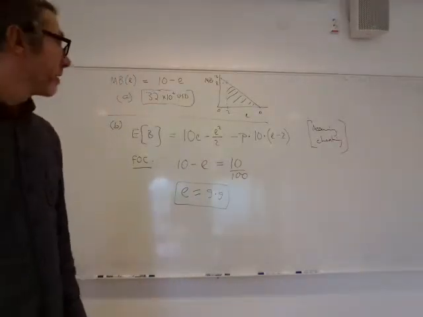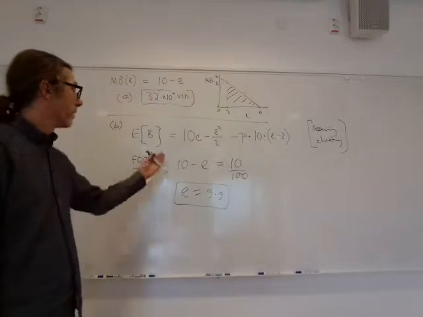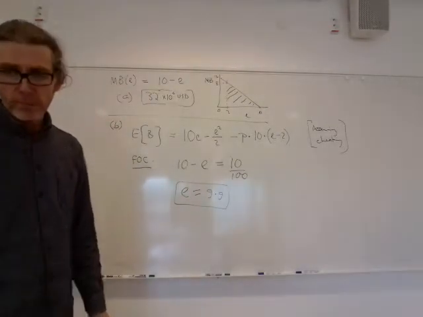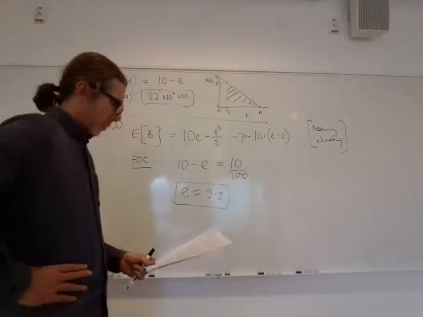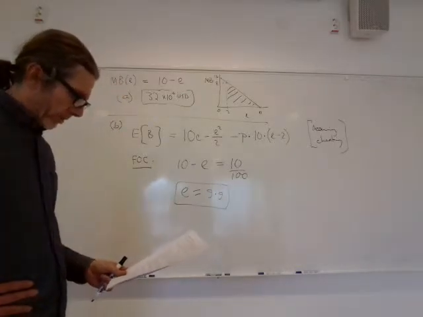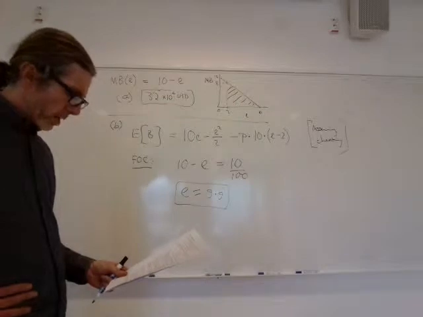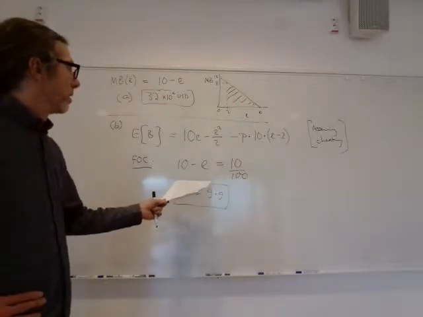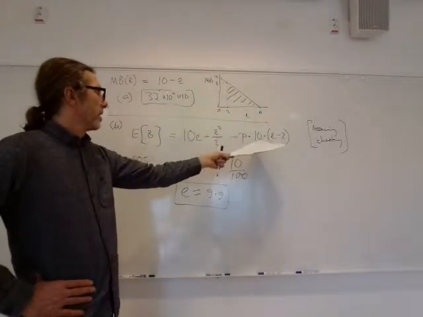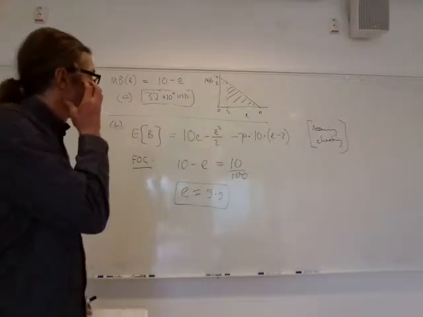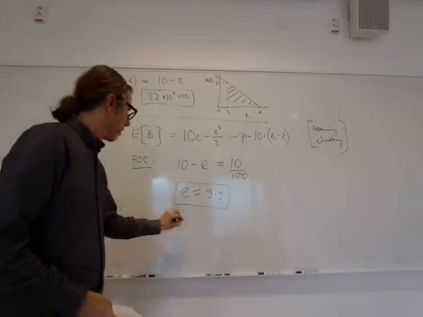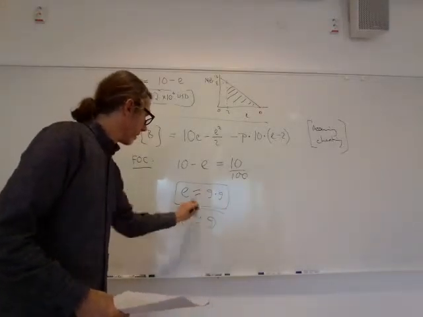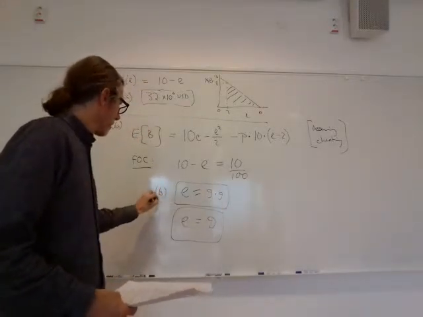So basically, given this very low probability of being checked, you really aren't going to bother abating very much at all. And if you raise p to 10% instead, it's still pathetic, isn't it? Then you're going to be emitting 9. So this is B and this is C.